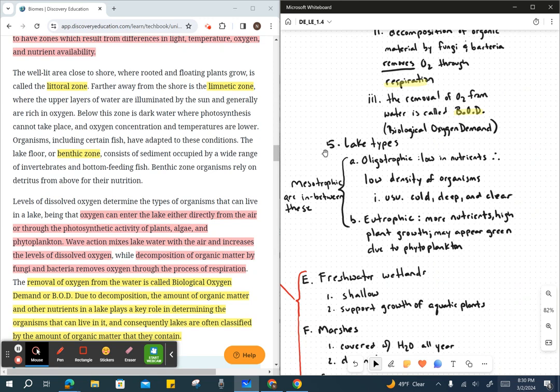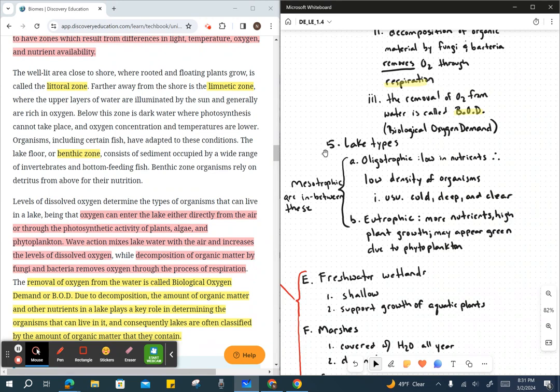Another type of lake type besides the oligotrophic, which we just mentioned, is the eutrophic. Eu means good, trophic means eating or food. So eutrophic lakes tend to have more nutrients. They have high plant growth. They may appear a little greenish because you have more algal, plant, and phytoplankton presence there.